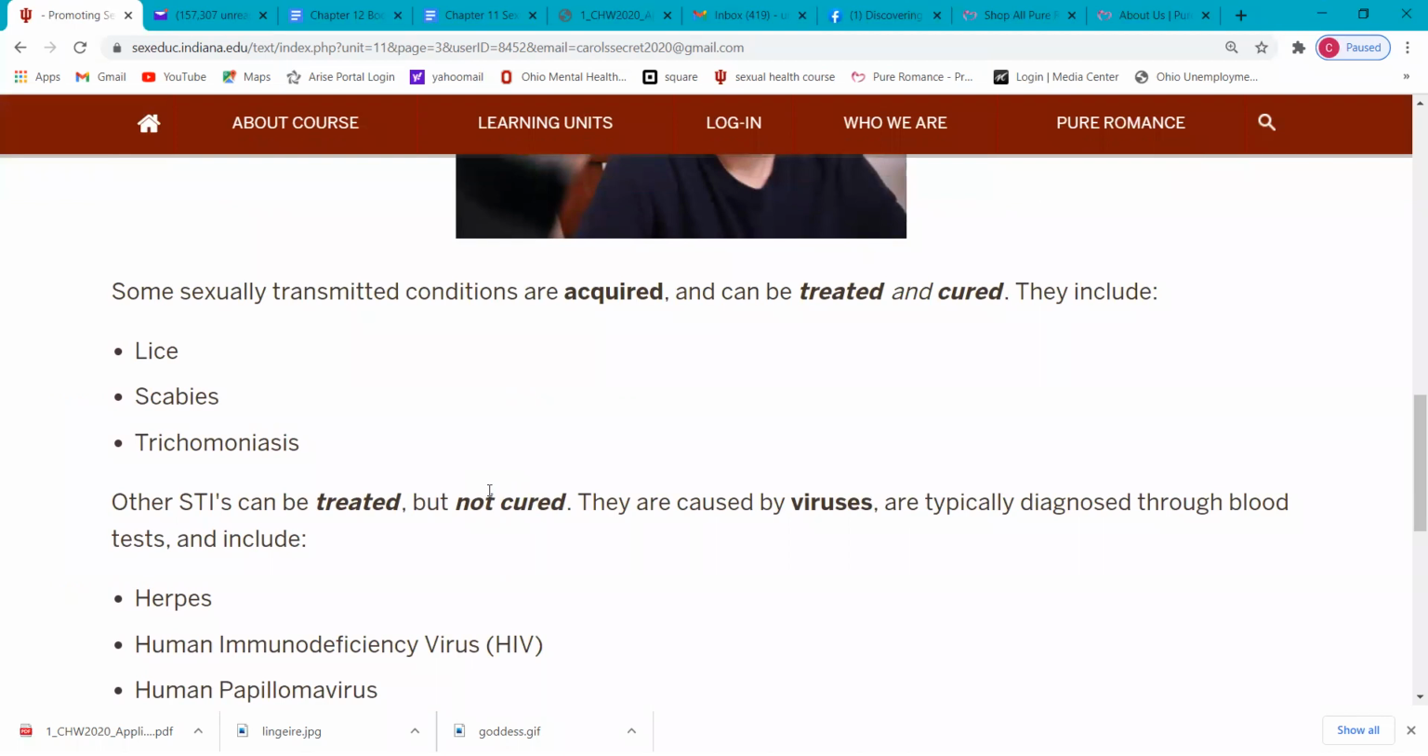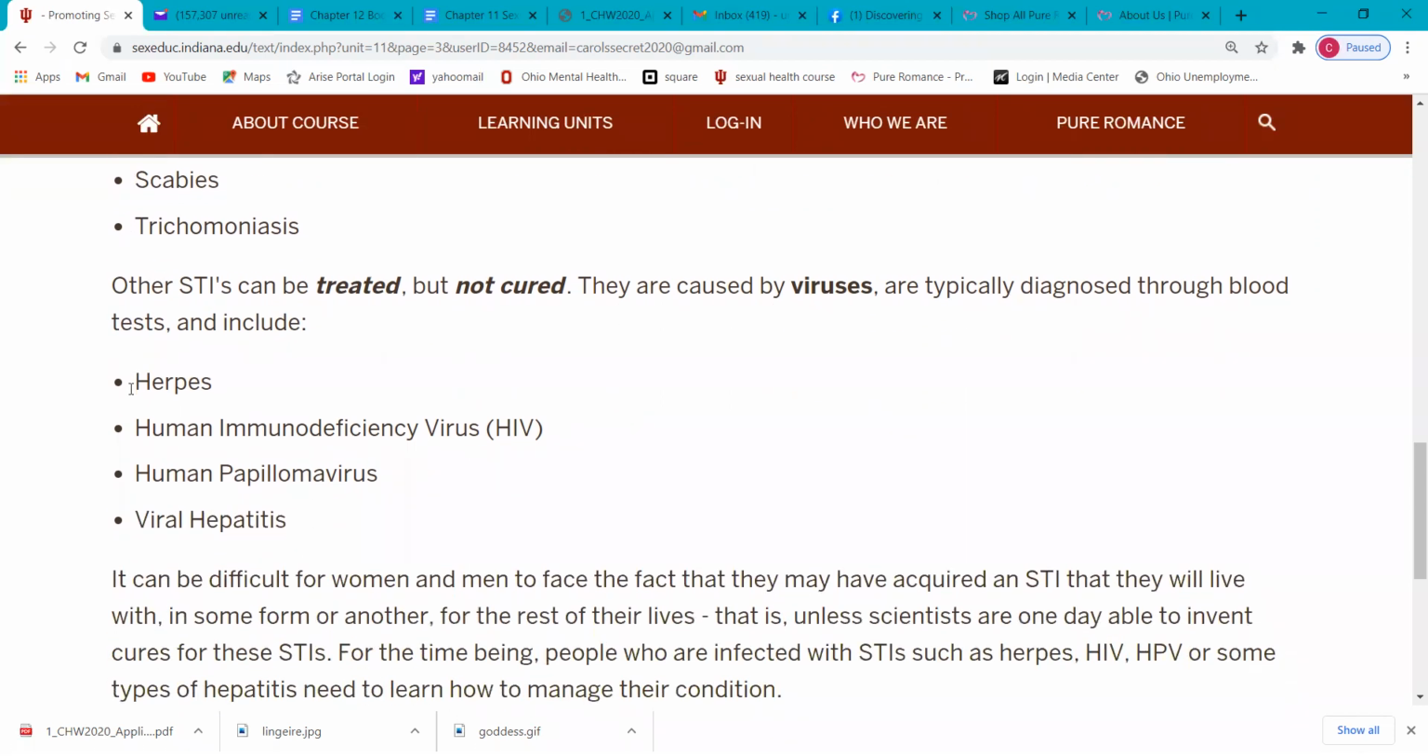Now, some sexually transmitted conditions that are acquired and can be treated and cured include lice, scabies, and trichomonas. Other STIs can be treated but not cured. Key to remember, not cured. And they are caused by viruses. They are typically diagnosed through blood tests and include herpes, human immunodeficiency virus known as HIV, human papillomavirus, or viral hepatitis.